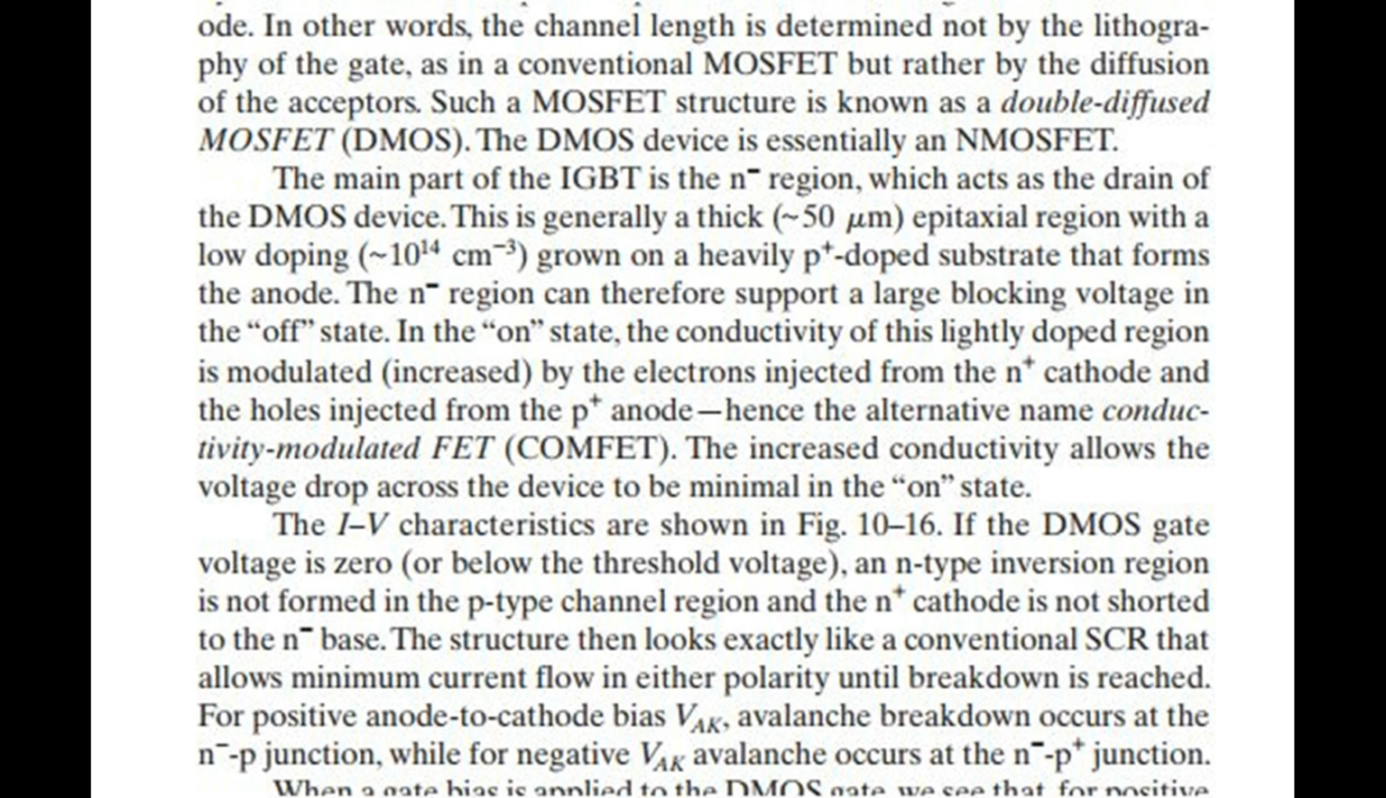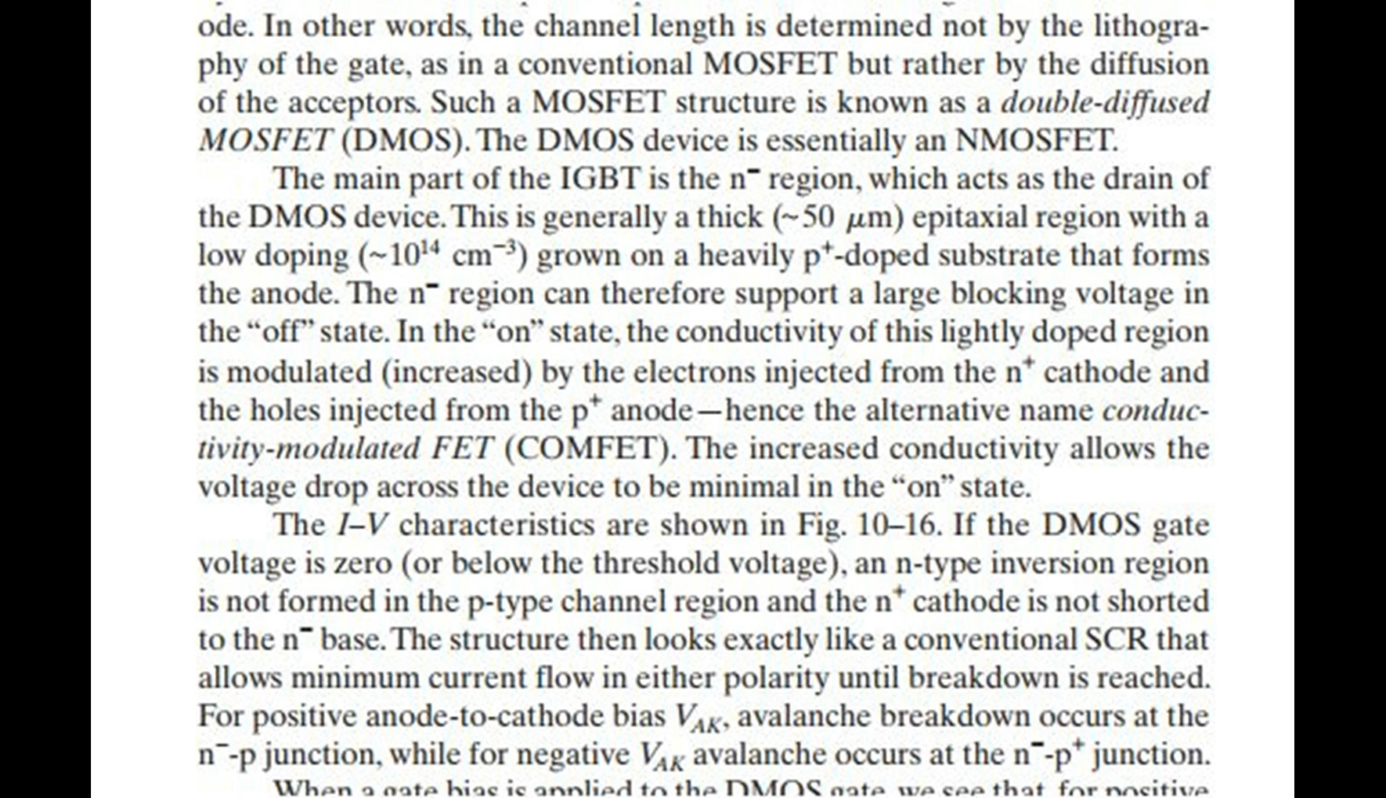The main part of the IGBT is the N region, which acts as the drain of the double diffused metal oxide semiconductor device. This is generally a thick, 50 micrometers, epitaxial region with a low doping, 10^14 per cubic centimeter, grown on a heavily P+ doped substrate that forms the anode. The N region can therefore support a large blocking voltage in the off state. In the on state, the conductivity of this lightly doped region is modulated, increased, by the electrons injected from the N+ cathode and the holes injected from the P+ anode, hence the alternative name conductivity modulated FET, COMFET.